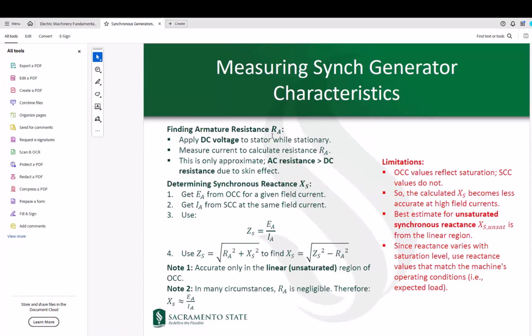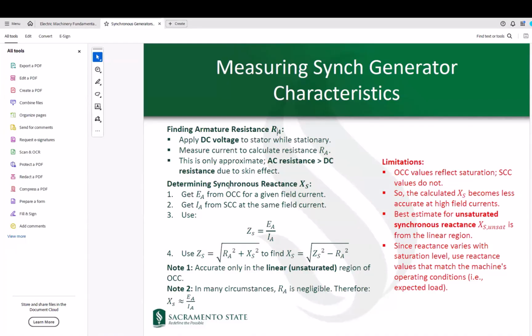Firstly, the armature resistance, if it cannot be ignored: we're going to apply a DC voltage to the stator while the machine is stationary. So this is a DC test. We're going to measure the current to calculate the resistance RA. This is only an approximation, since the AC resistance is typically greater than the DC resistance due to skin effect. But it gives us a good approximation of what RA would be. So this is through a DC test, by applying a DC voltage to the stator while it is not rotating.